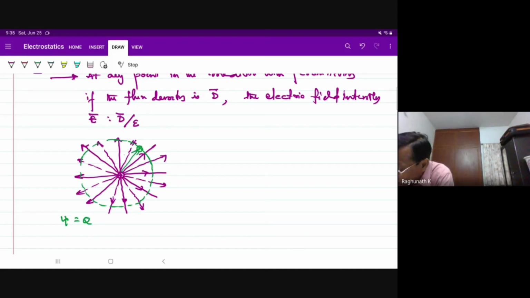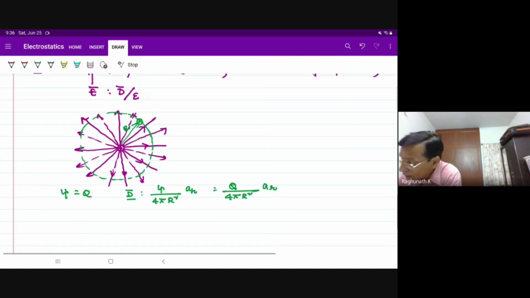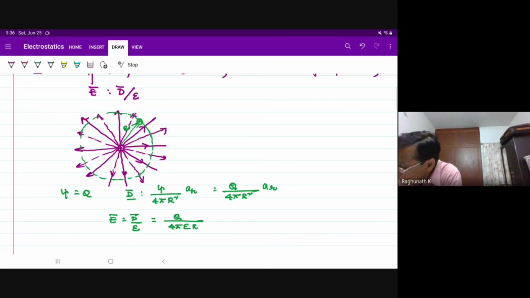If I take a sphere of radius r, D bar is equal to what? Psi by 4 pi r squared aR, radial. Flux by total area. Area of the spherical surface is 4 pi r squared, so D bar is equal to Q by 4 pi r squared aR. What is the electric field intensity? Since D bar is Q by 4 pi r squared aR, E bar is equal to D bar by epsilon, which is equal to Q by 4 pi epsilon r squared aR. Perfect. This is what Coulomb's law was giving us as the electric field intensity.